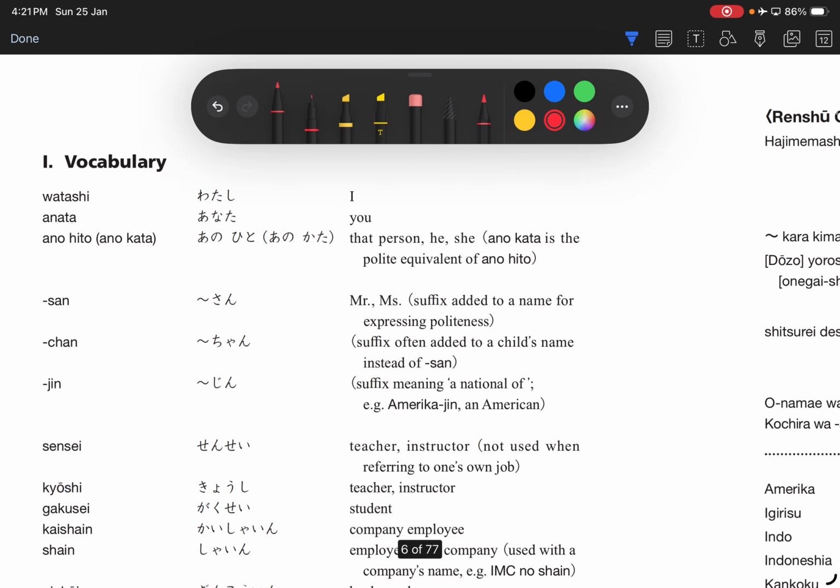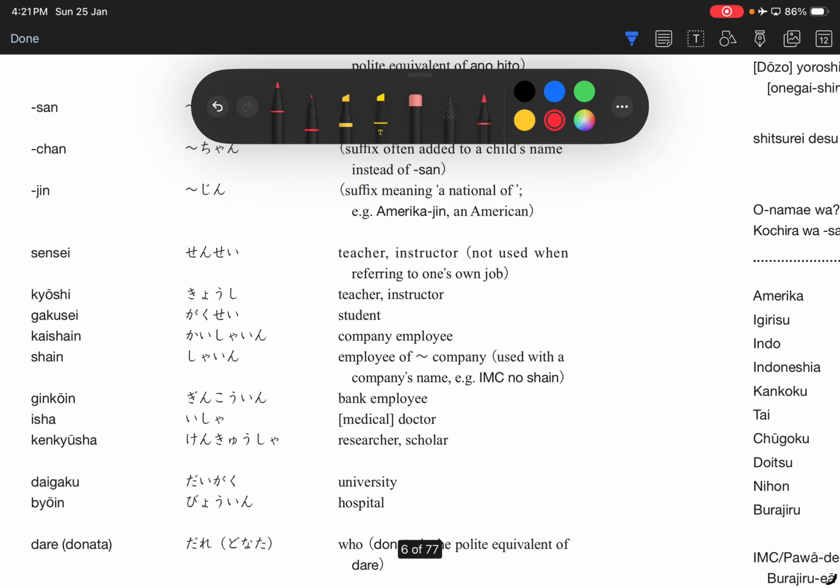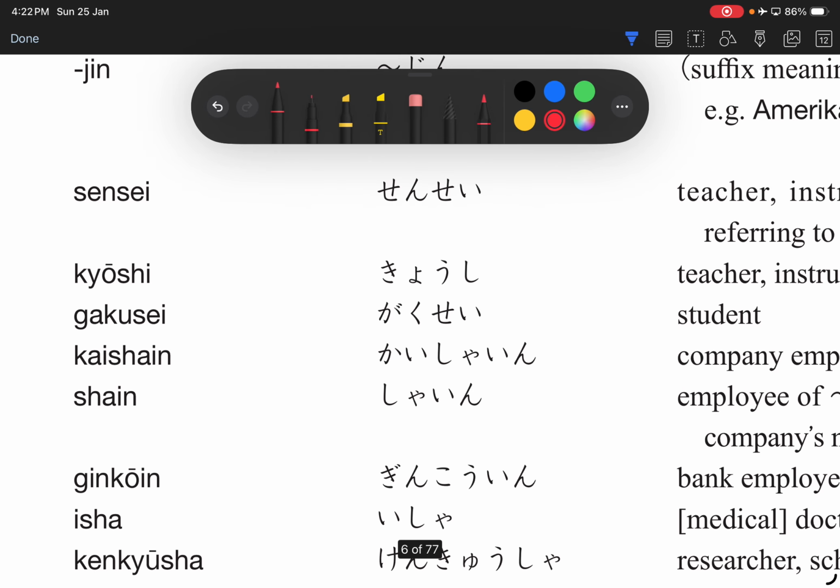San. Chan. Jin. We usually won't use chan that often, so you can ignore that. Next, sensei. Kyoshi. You can see the O with a roof, so it's a long O sound. Kyoshi. Next, gakusei. Then you realize there's no U, right? That's where our U goes silent. Gakusei.